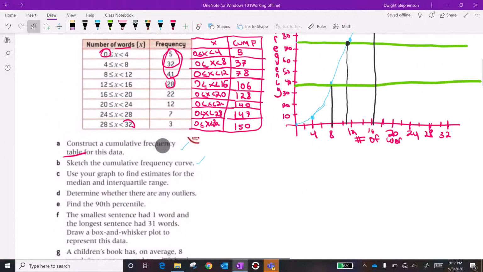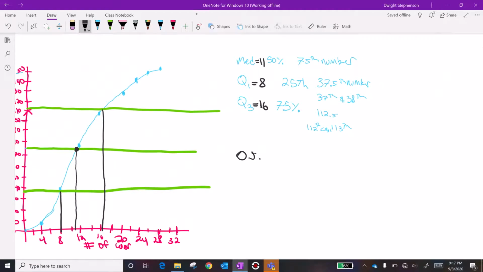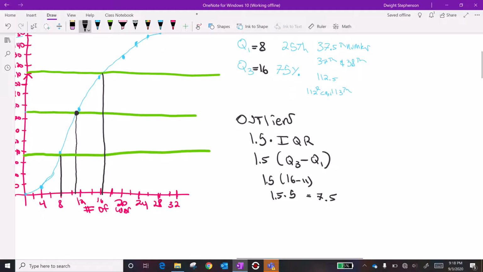Next one says, determine whether there are any outliers. In order to do outliers, we first need to figure out what is 1.5 times the IQR. In this case, the IQR is Q3 minus Q1. So in this case, 16 minus 8, which is 8. And 1.5 times 8 is 12. Okay, so this is our IQR times 1.5.